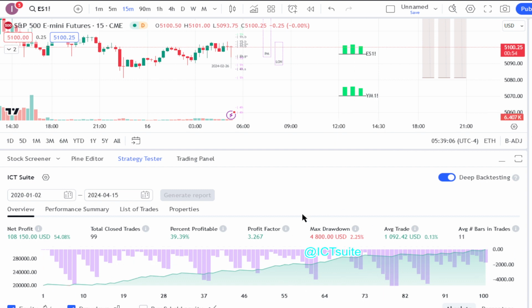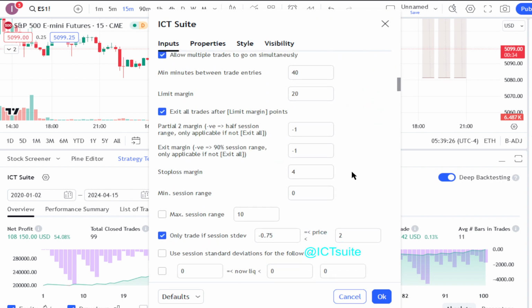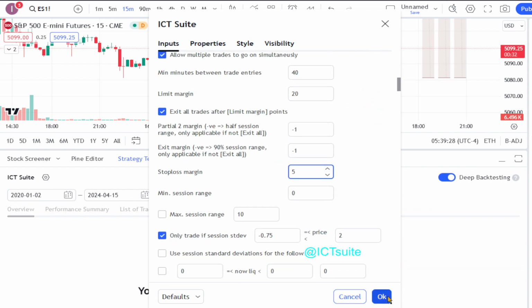So now we have a max drawdown of 5,000 and average win per trade is 1,092. Okay, not bad. Let's see if we increase it to 5 points.